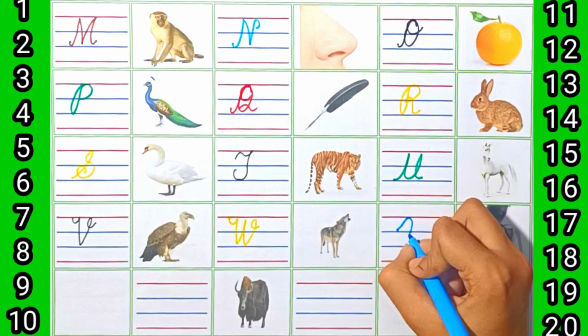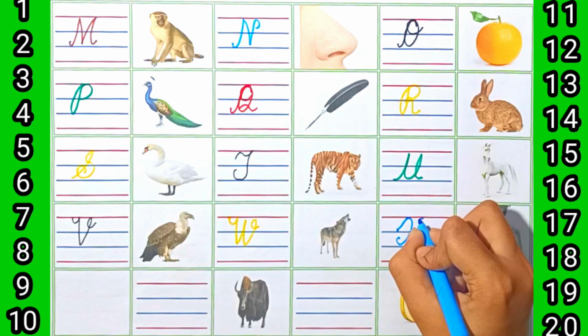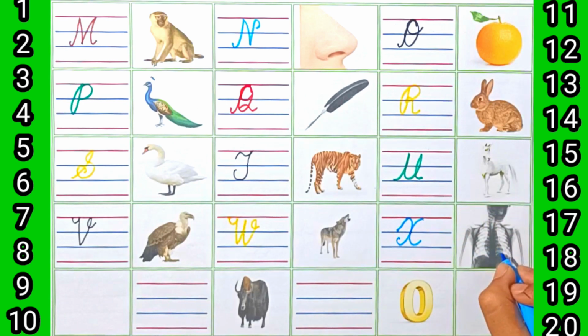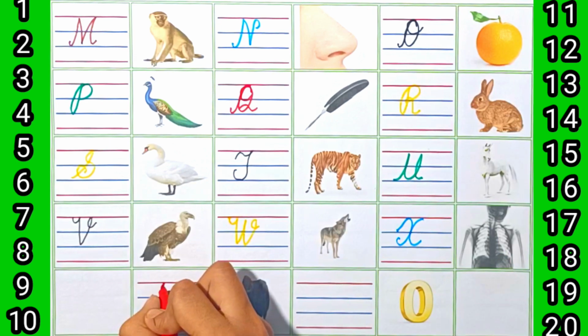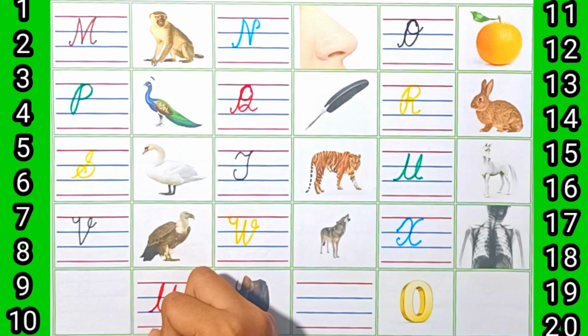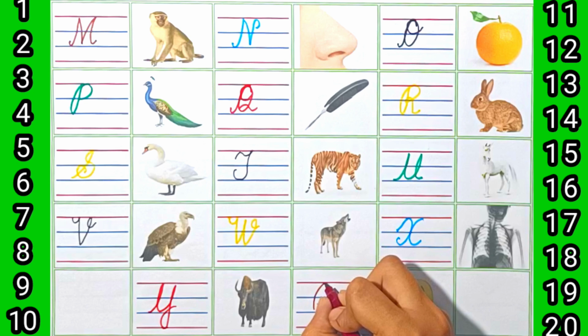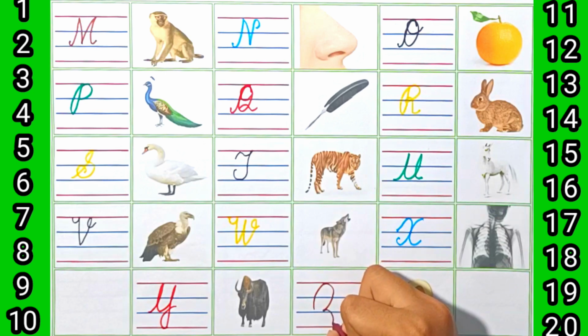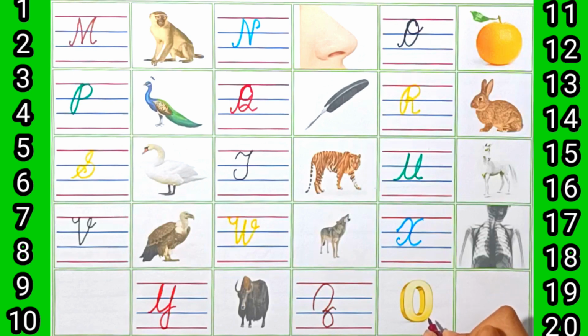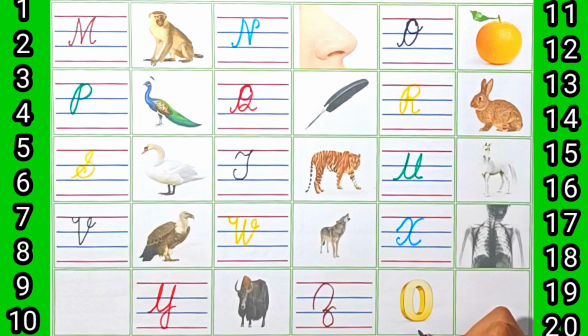X. X for X-ray. X-R-A-Y. X-ray. Y. Y for yak. Y-A-K. Yak. Z. Z for zero. Z-E-R-O. Zero.